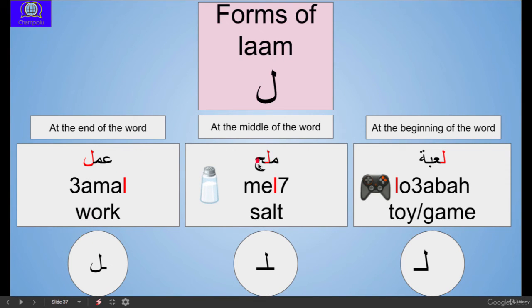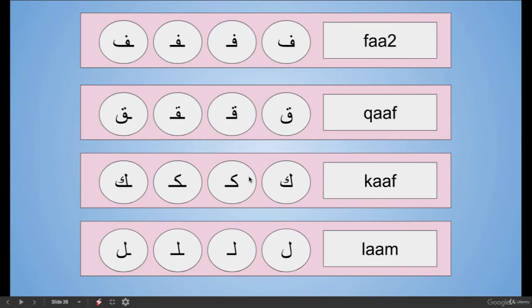Notice that this can be a little confusing with the letter alif that we saw in the very first lecture, but the important distinction is that lam, when it comes in the middle, is connected to both the letter before it and after it, which doesn't occur for alif.